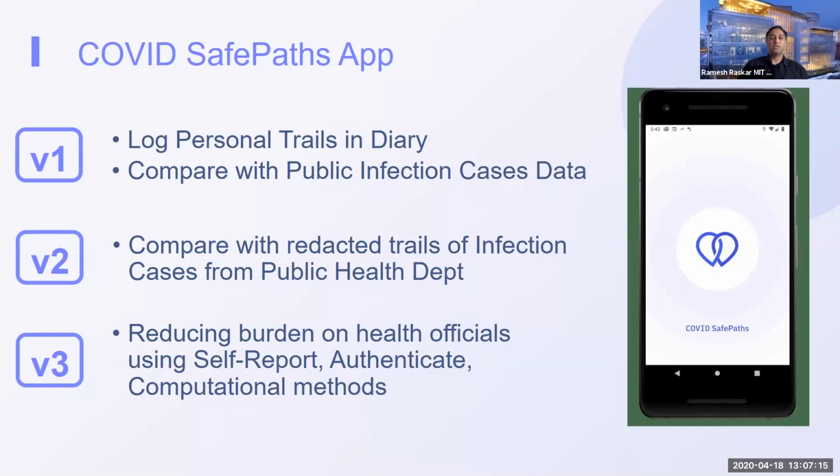In V2, as a healthy person, again, you never share your location, but you can start downloading the traces of infected people that will be released by a public health department after verification. And this is something already you can use in existing apps as soon as redacted trails become available. And in version 3, we want to reduce the burden on health officials by triggering new features such as self-reporting, authentication of tests, and using computational methods to make that process even more private and secure.